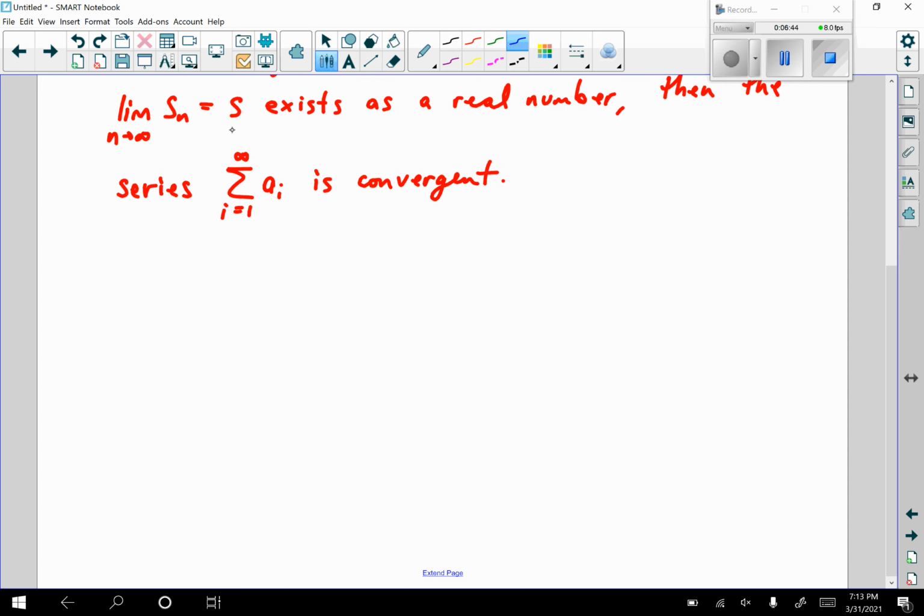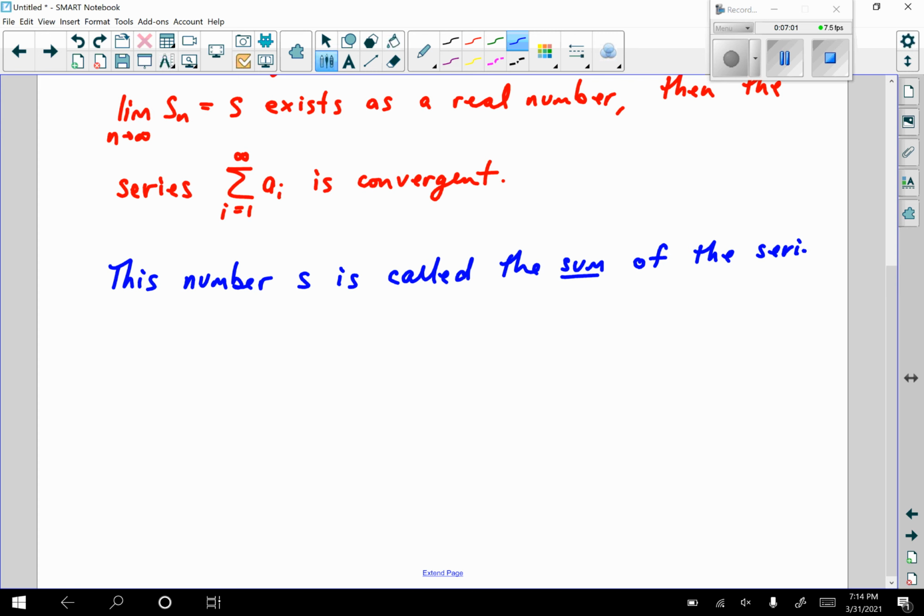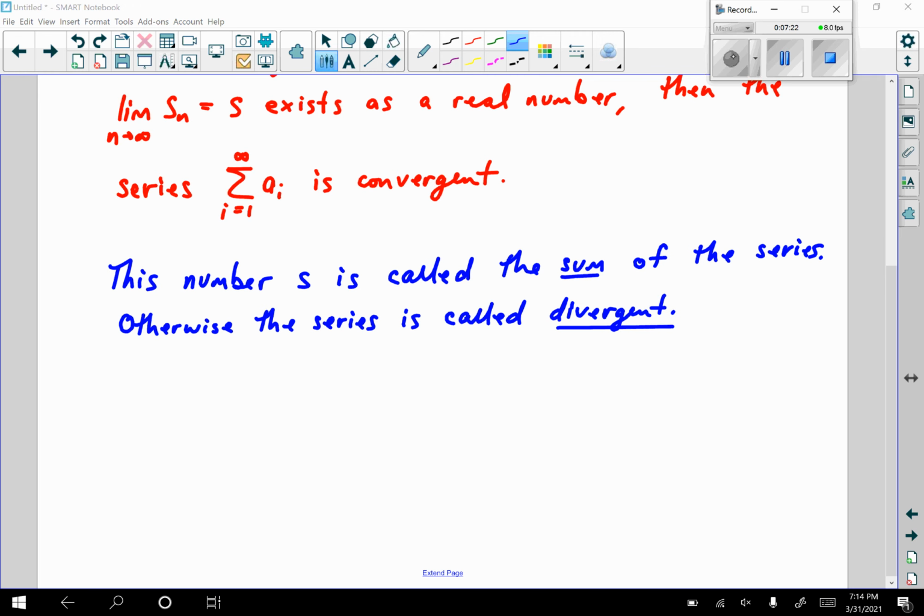So this number, S, is called the sum of the series. Otherwise, the series is called divergent. And again, we can always look at the sequence of the partial sums to get results.